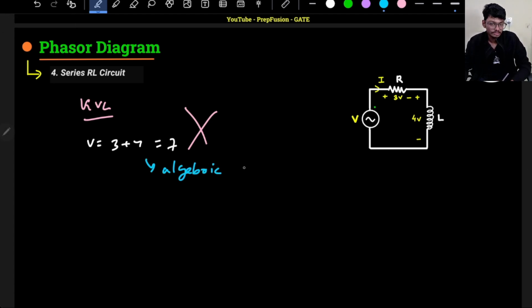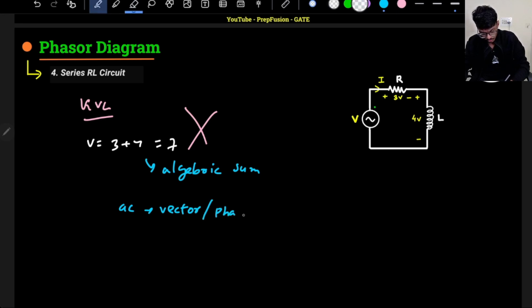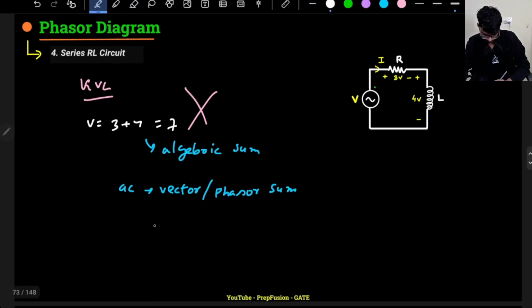Algebraic sum you can only do in DC circuits. In AC circuits, you have to do the vector sum or the phasor sum. This is the algebraic sum; here you will do either the vector or phasor sum. So what is vector or phasor sum?